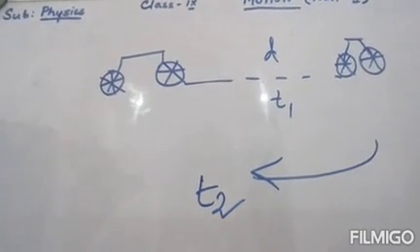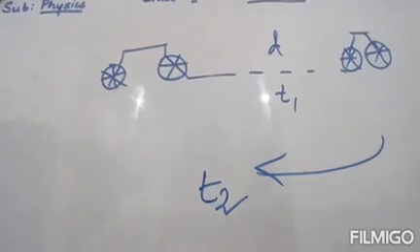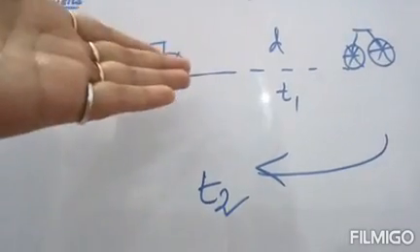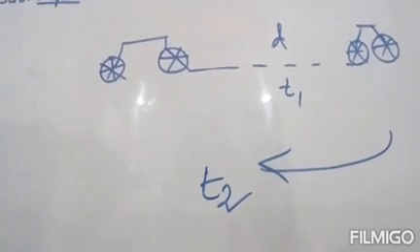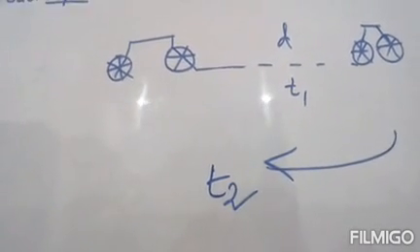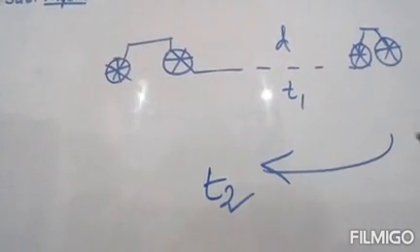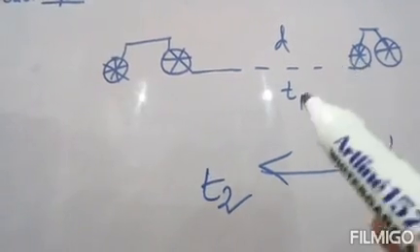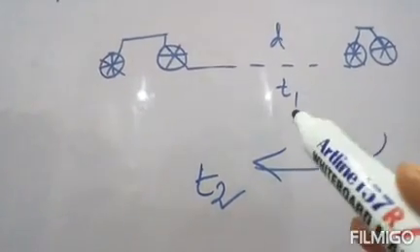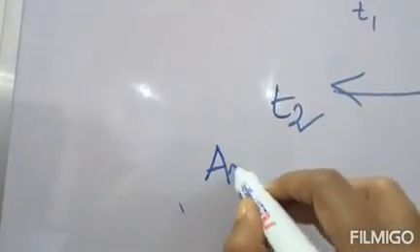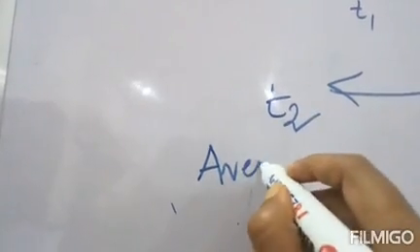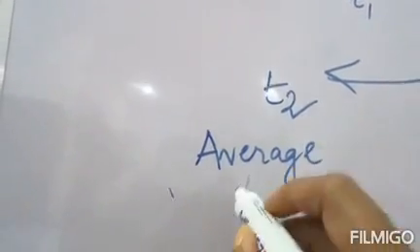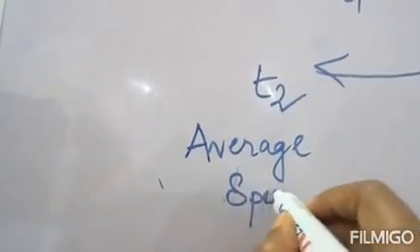Then if I ask you what is your speed, if someone asks you what is the speed, what will you say? Because in the morning you were going at a certain speed, and while returning you were coming at a certain speed. So we need a term to describe the speed of yours. The term that describes the total speed of yours is your average speed. And how do I define this average speed?